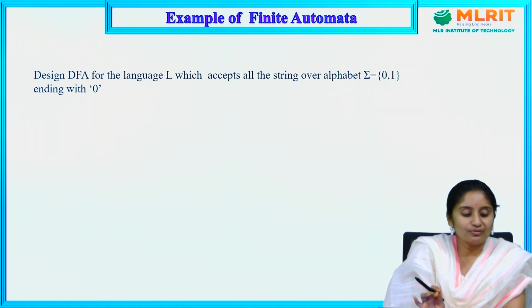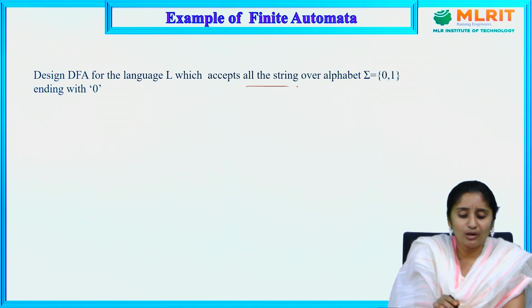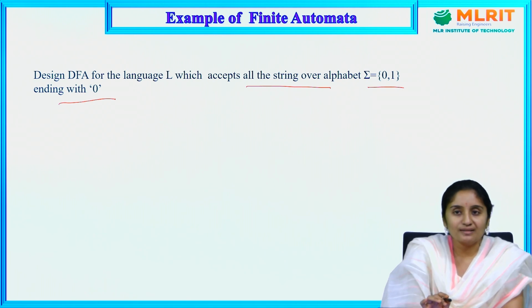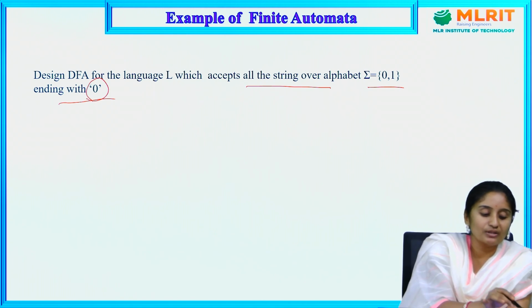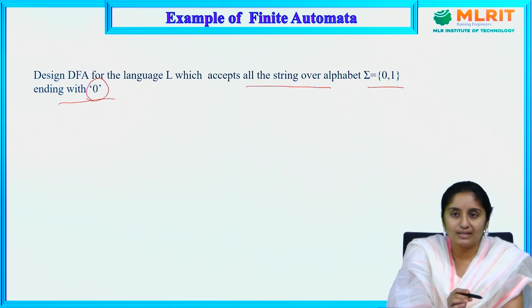So the first one is, design a DFA for the language L which accepts all the strings over alphabet sigma equal to {0, 1} that end with 0. So we are going to construct a string that should end with 0. In the last class also we discussed which starts with. Now today we are going to discuss which ends with.